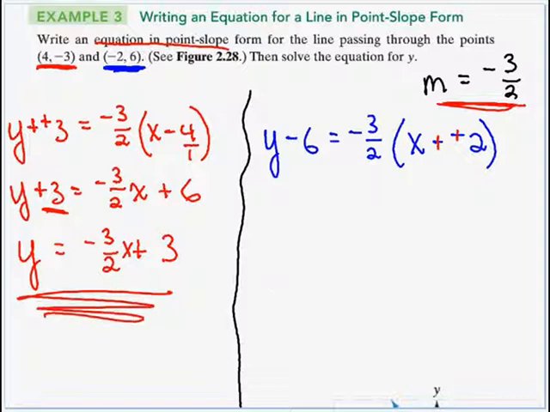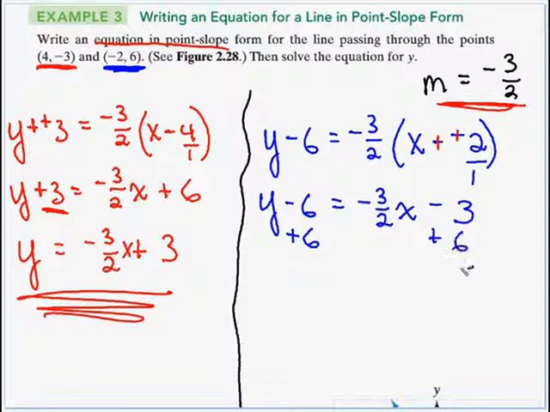So let's see if we get the same answer here on the other side with the blue point. Again, first step, distribute the negative 3 halves slope. So now we have negative times positive, which is negative. 3 over 2 times 2 over 1 is 6 over 2, or that is a minus 3. And now to finish off the problem, I'm going to add 6 to both sides. And I get y equals minus 3 halves x.